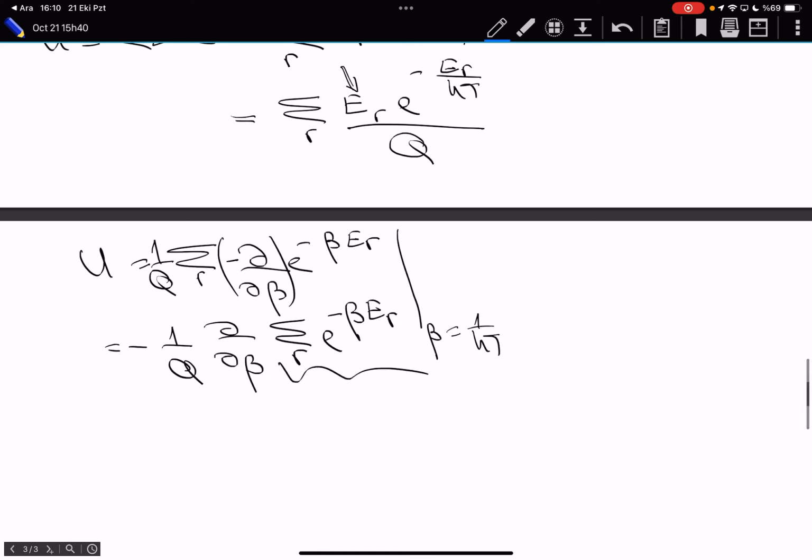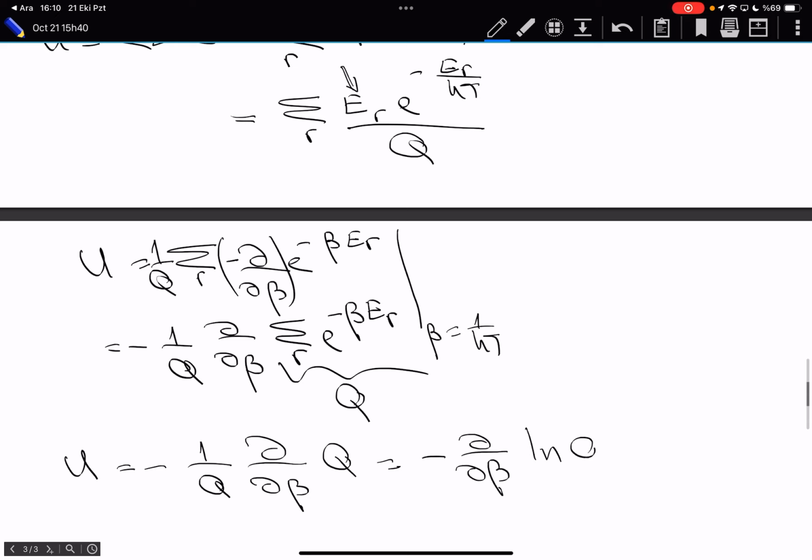Well, this is now nothing but Q. So the average energy of my system is minus 1 over Q times the derivative with respect to beta of Q, which is minus the derivative with respect to beta of the logarithm of Q, keeping V and N constant.